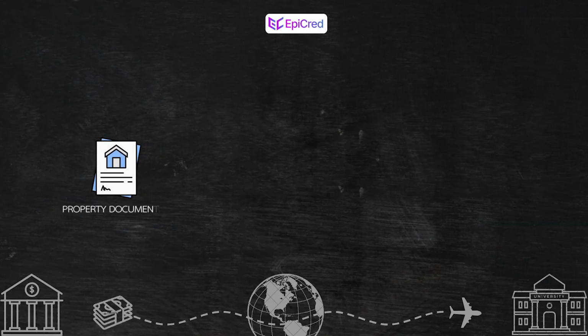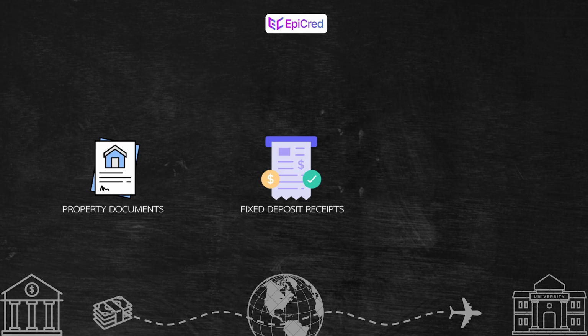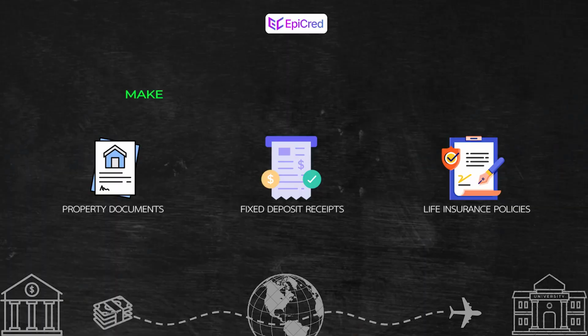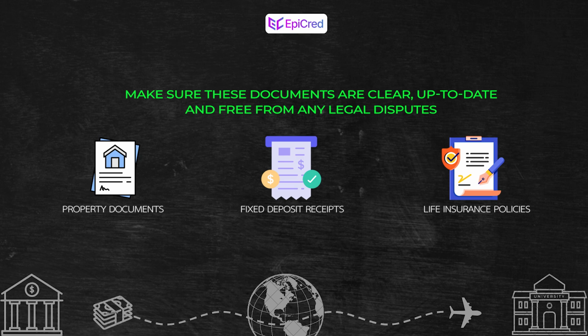If you are using collateral for your abroad studies loan, the same types of collateral documents apply as for the domestic loans. You may need property documents, fixed deposit receipts and the life insurance policies. Just like for the domestic loans, make sure these documents are clear, up to date and free from any legal dispute.